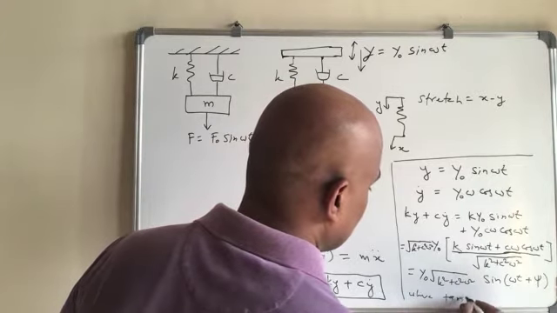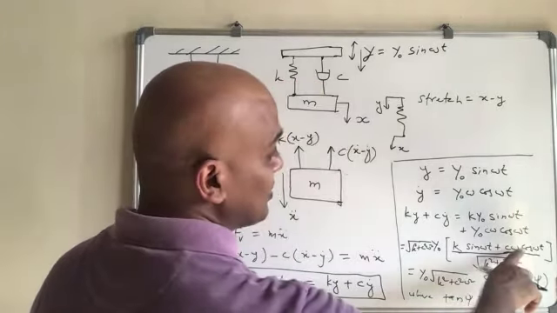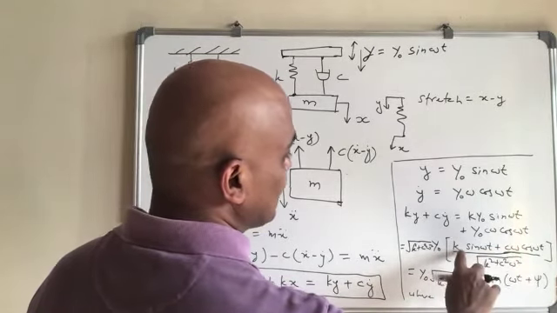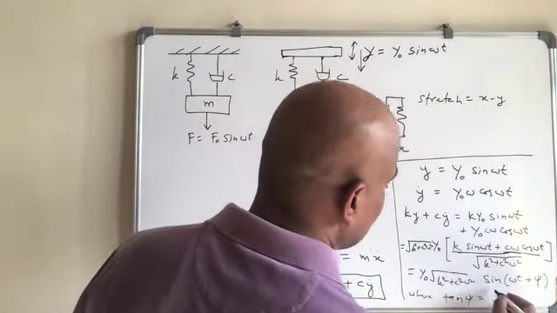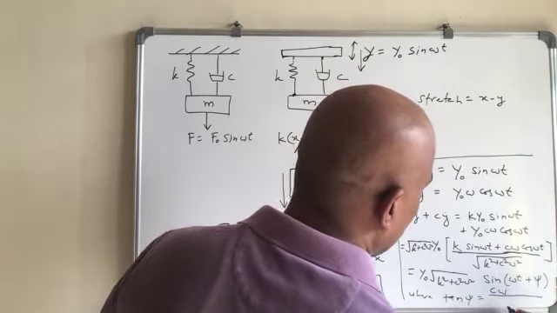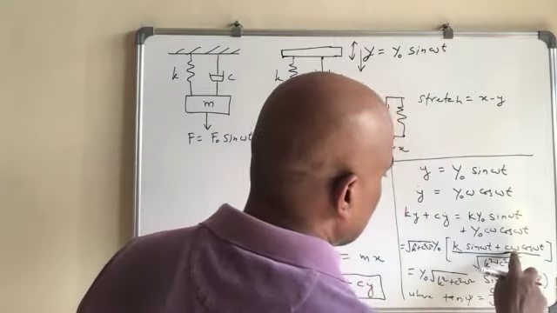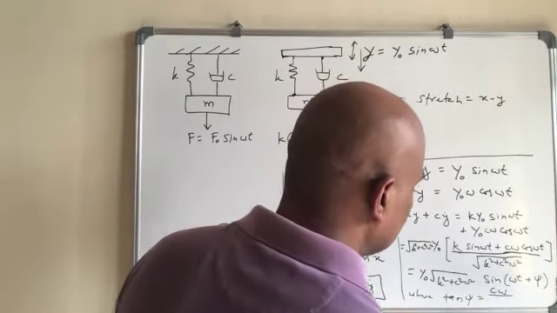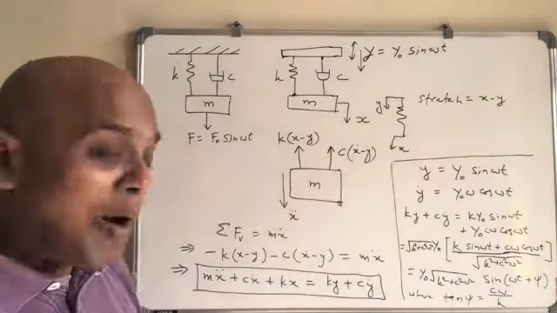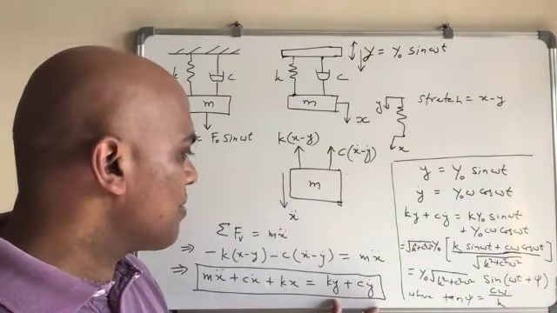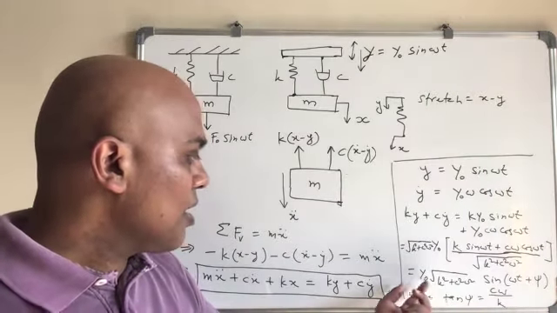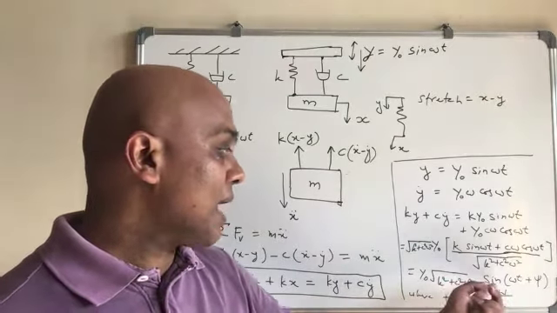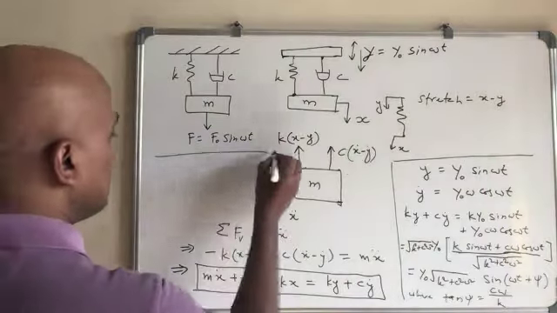Where tan psi will be equal to, so this will be sine psi, this will be cos psi, so this is c omega over k. So what do we see? This term becomes y naught root k square plus c square omega square times sine omega t plus psi.